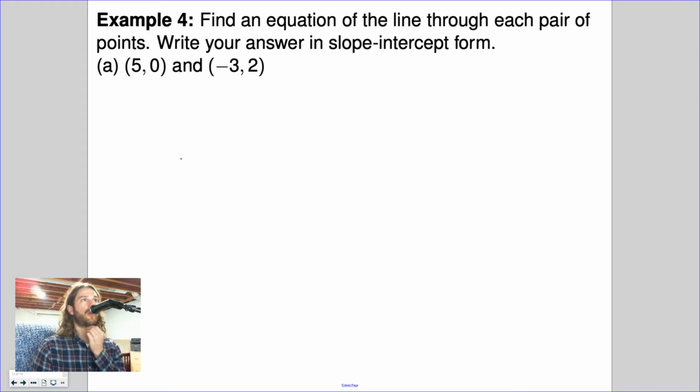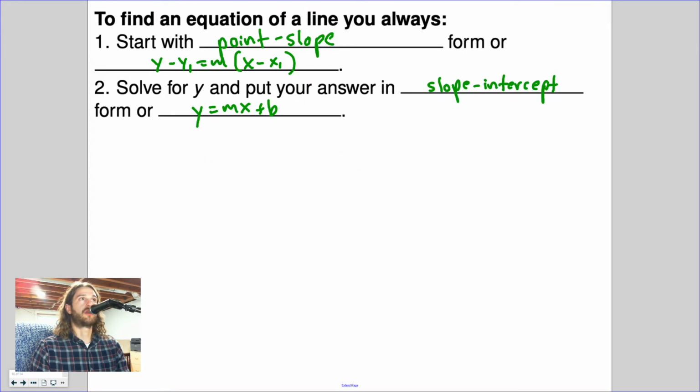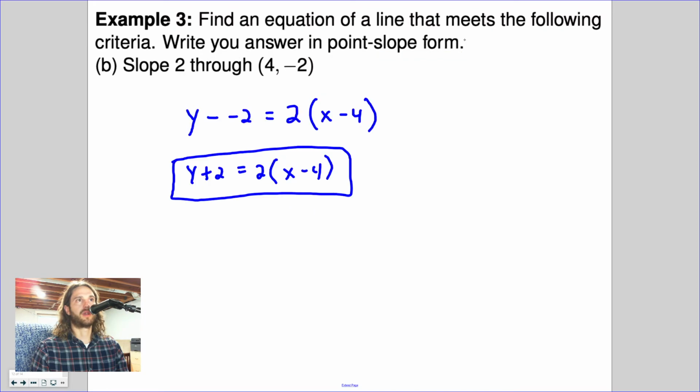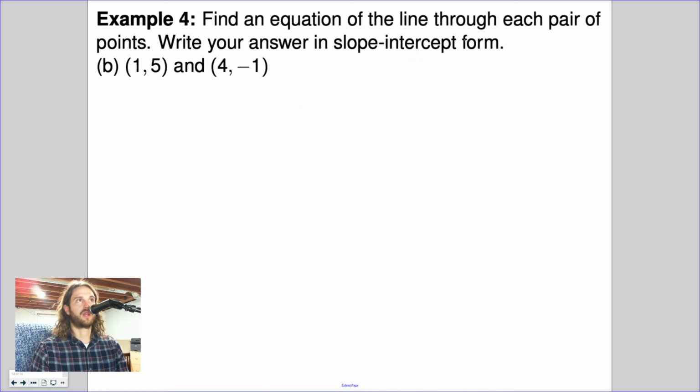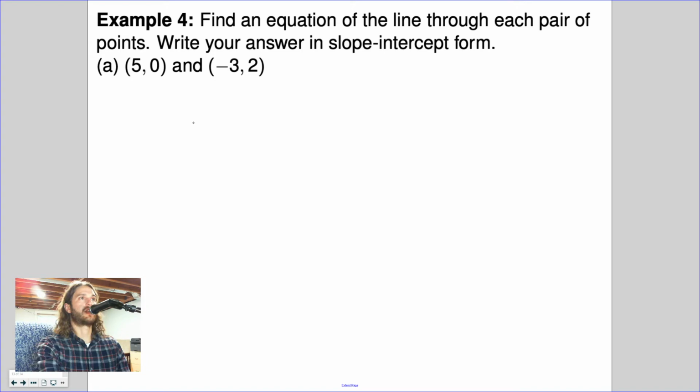All right, our last two problems do not tell us to write it in point slope form. They want us to write it in slope-intercept form. So we're going to follow the instructions that were given earlier. To find the equation of a line in slope-intercept form, you always start with point slope form, then move to slope-intercept. There are other ways to do it, but we're going to keep it simple. So we have to put it into point slope form, but we need a point and a slope, and we don't have the slope.